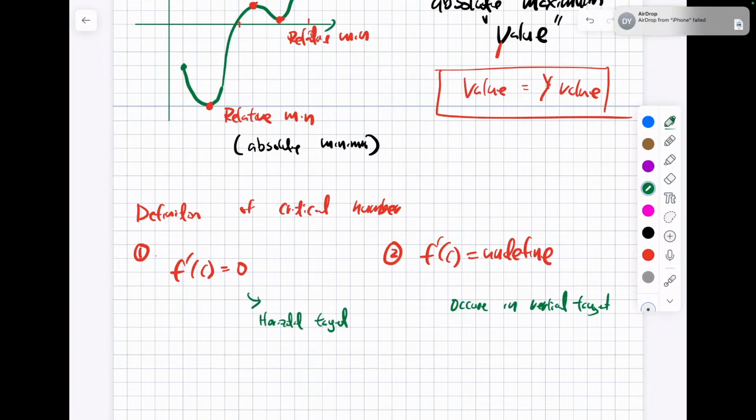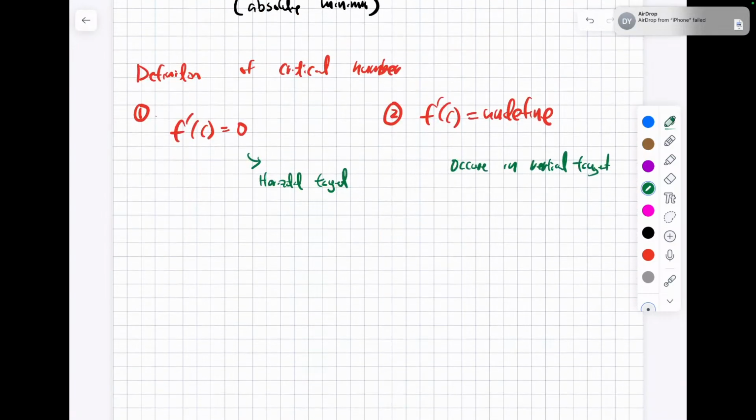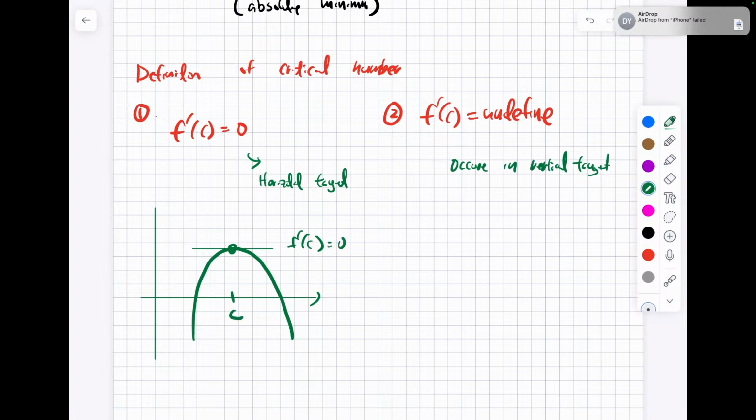But if you have a critical number, basically this is going to be f prime of c equal to 0. Now the drawing is going to look like this. This is f prime of c equal to 0. This is the c value I'm concerned about. This is the x value, which is where you set the derivative equal to 0 and solve for x. Am I going too fast?